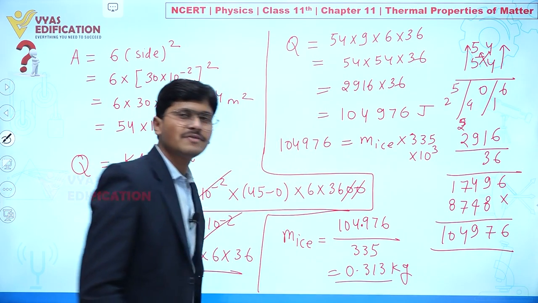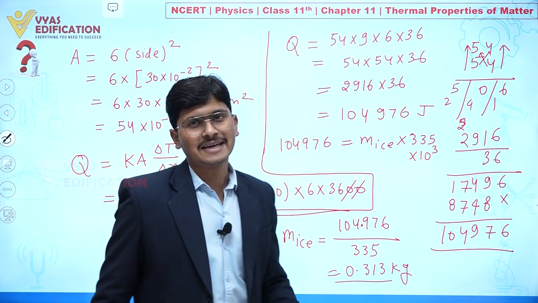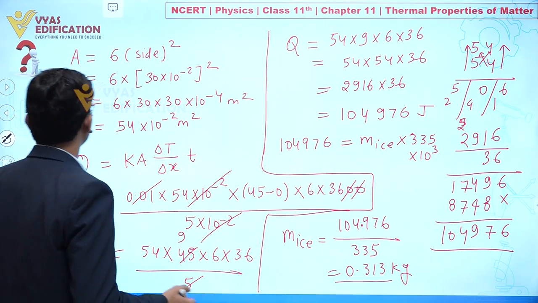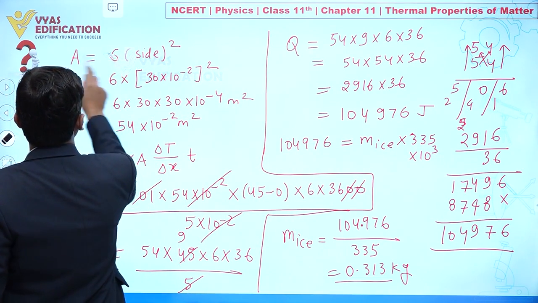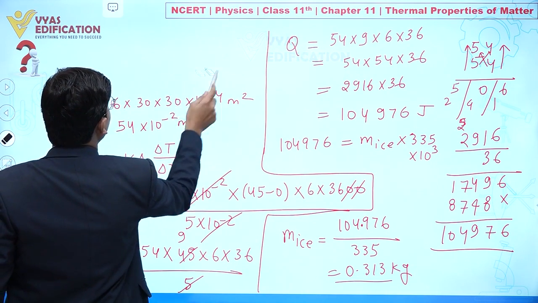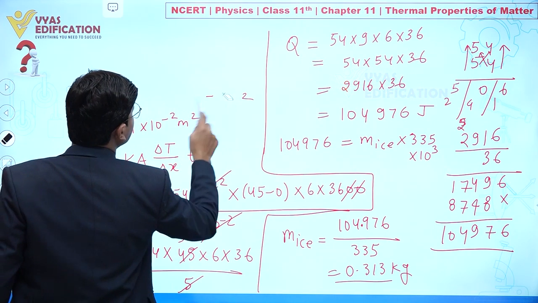So this is the mass of ice that is melted after 6 hours. So what is the total amount of ice remaining? Now what is total amount of ice remaining? So total amount of ice remaining we can calculate like this.